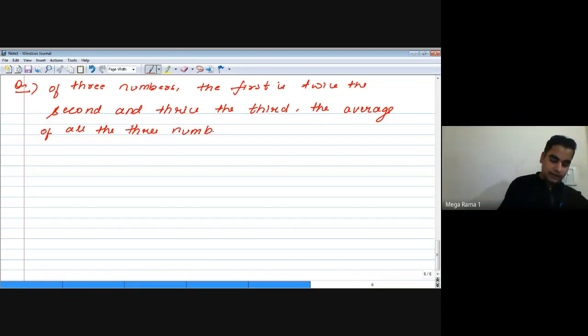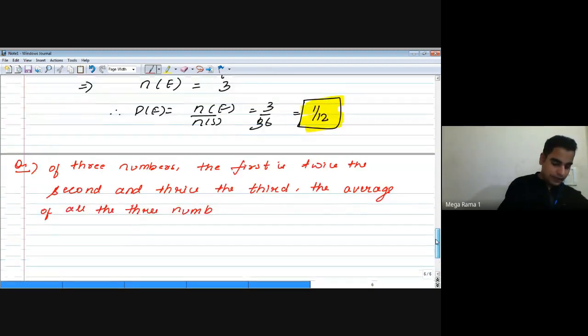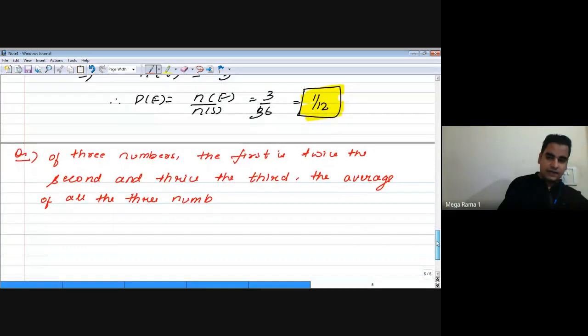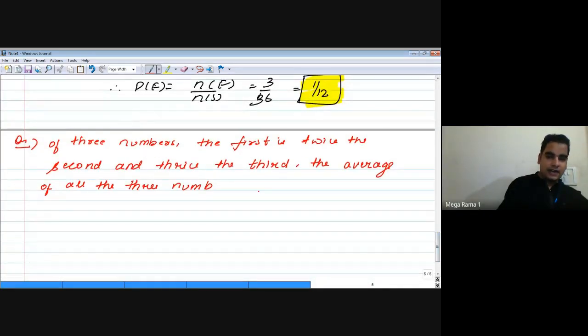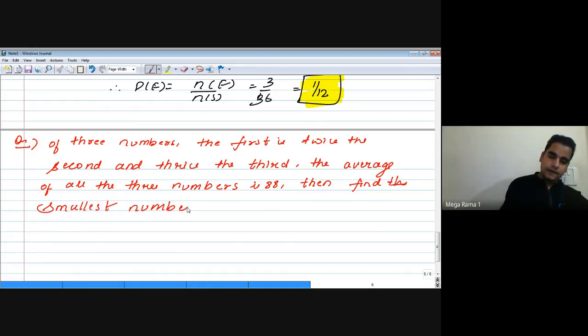What was the answer to the last question? The answer was 1 by 12. Okay. So the average of all the three numbers is 88. Then find the smallest number. Okay. So do it.